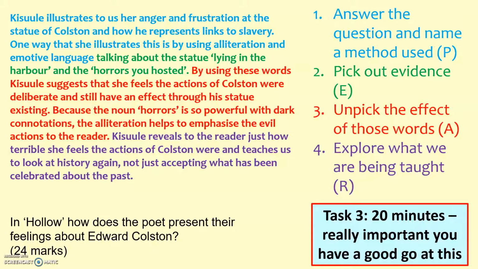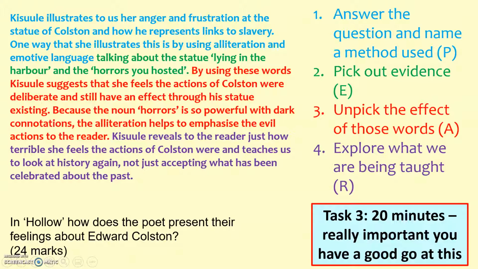Now the analysis is really important, so make sure you have a good go at this red step. "By using these words, Kinsule suggests that she feels the actions of Colston were deliberate and still have an effect through his statue existing. Because the noun 'horrors'..." Now I go into more depth here, I pick out one single word to analyse. "Horrors is so powerful with dark connotations, the alliteration helps emphasise the evil actions to the reader." And finally, in purple, "Kinsule reveals to the reader just how terrible she feels the actions of Colston were and teaches us to look at history again, not just accepting what's been celebrated in the past."